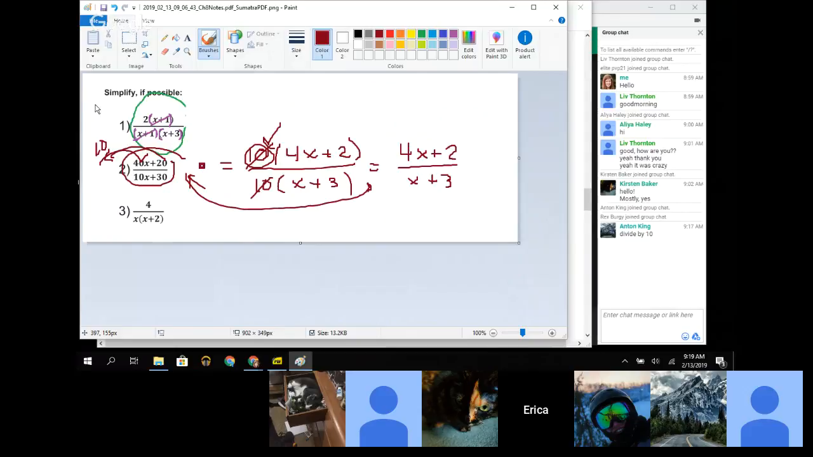Now that I have this, could I cancel out this x and x? No, I can't do that, right? Because I'm back to adding. If I could factor something else out, I might be able to. But in this case, you could factor a 2, but it's not going to really help you.